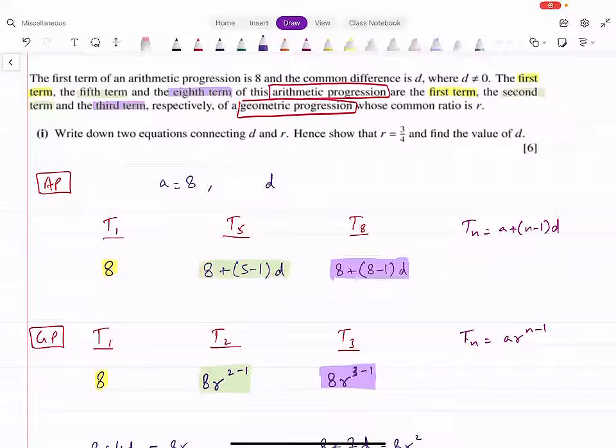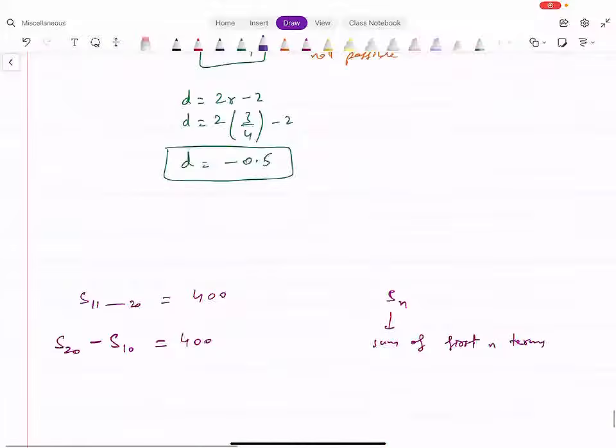Sometimes they have two different sequences given, उनमें कुछ terms दूसरे के कुछ terms के equal होती हैं, उनको equate करके आपने equations बनानी होती हैं, उनको simultaneously solve करते हैं. That's another idea that you sometimes have to use.